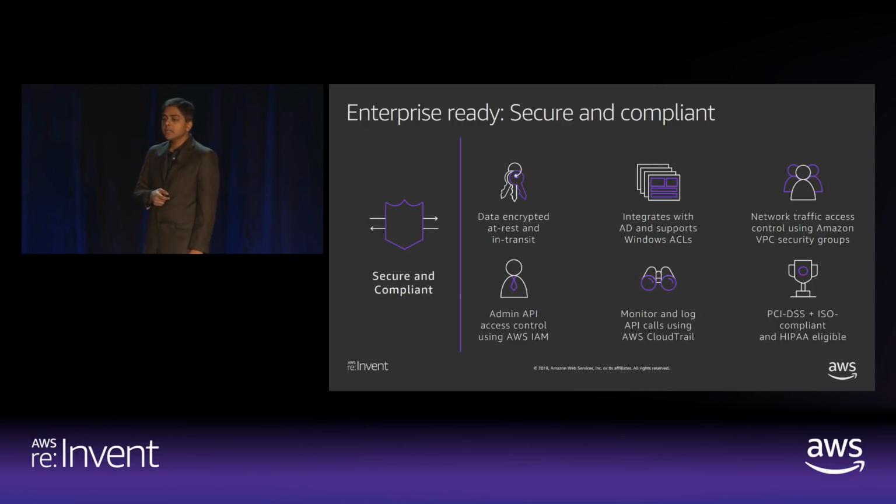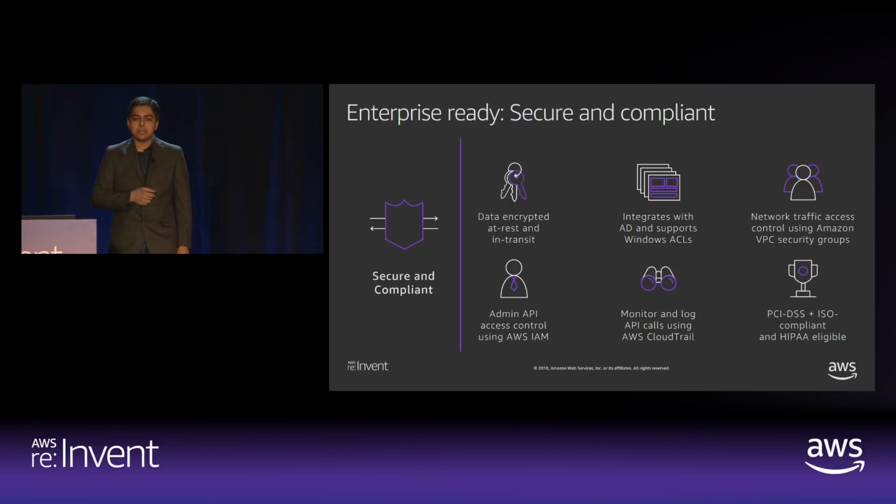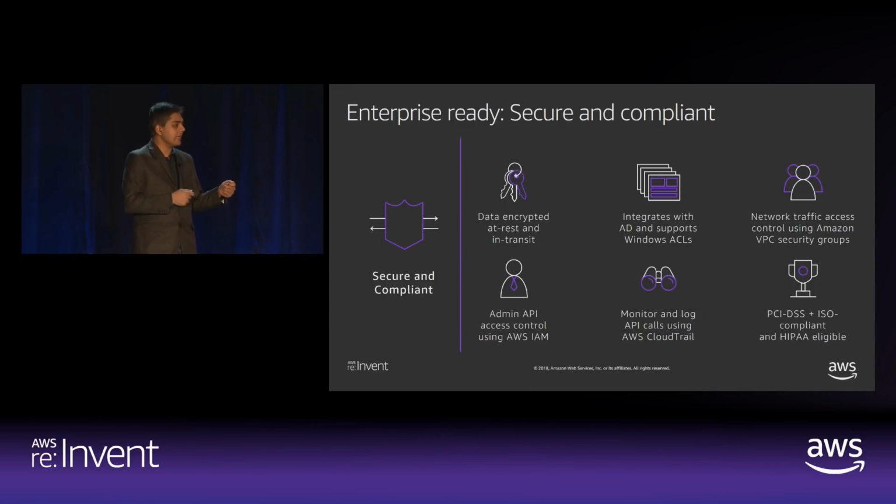And then we also allow you to control access to network traffic using Amazon VPC and VPC security groups. Every file system is basically presented as a network interface in your VPC, and then you can actually control who has access and doesn't have access to that network endpoint.